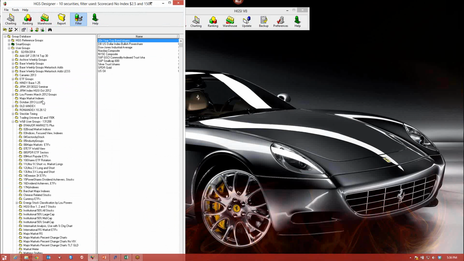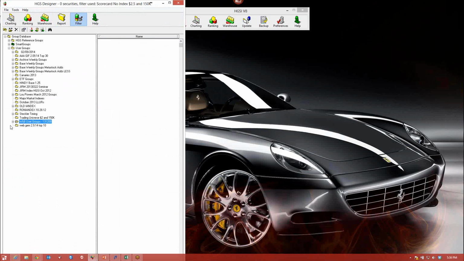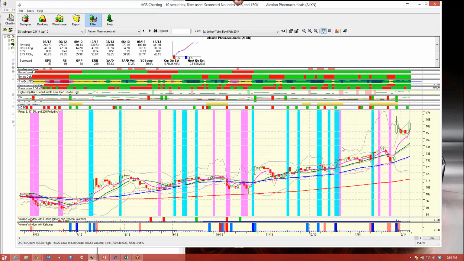If I go in and look at the stocks that we found, we call that WebGems 2.9, top 10. Let's very quickly just go through the top 10, and then I'm going to say goodnight. Number 1, Alexion, we've already looked at. Biotech stock, big gap up on earnings. Took out the low of the gap day, but I think it goes higher.